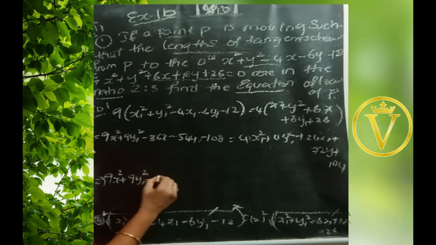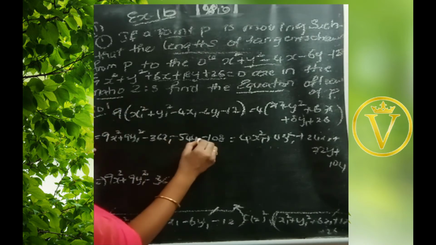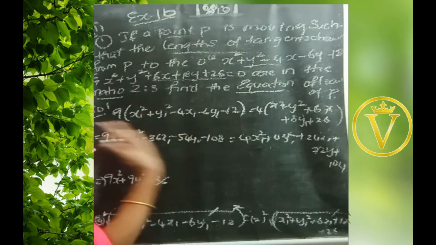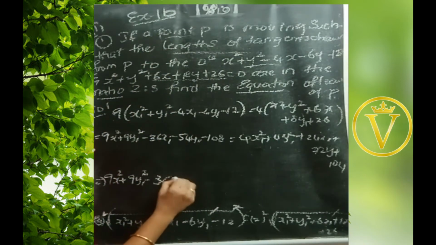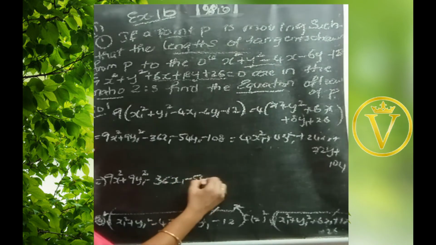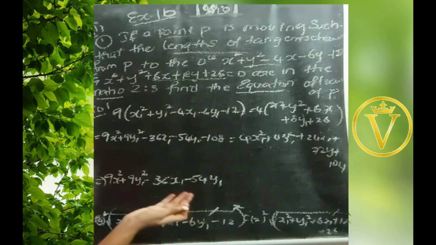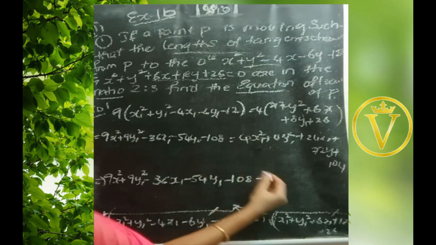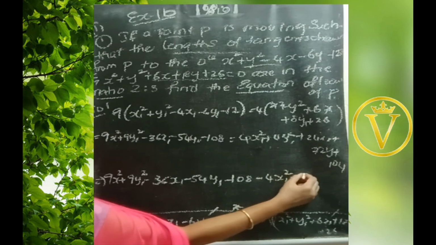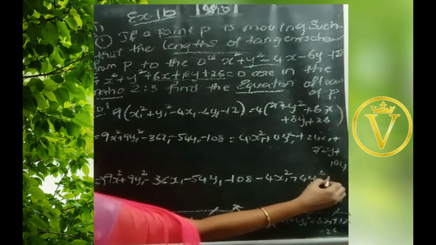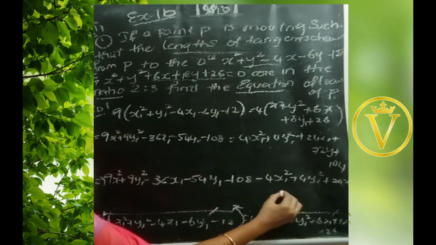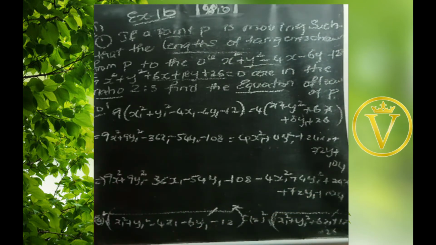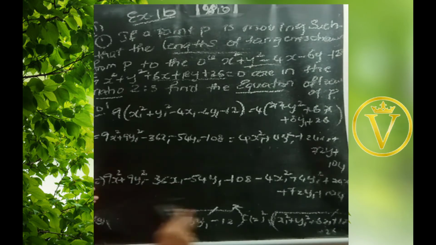You can take anything. If you take x1 then x1. If you take the point as x, y, then x, y. That's your wish. I am representing the point as x1 and y1. You can take x and y also. Now the terms 4x1 square plus 4y1 square plus 24x1 plus 72y1 plus 104. I'll rub this equation.